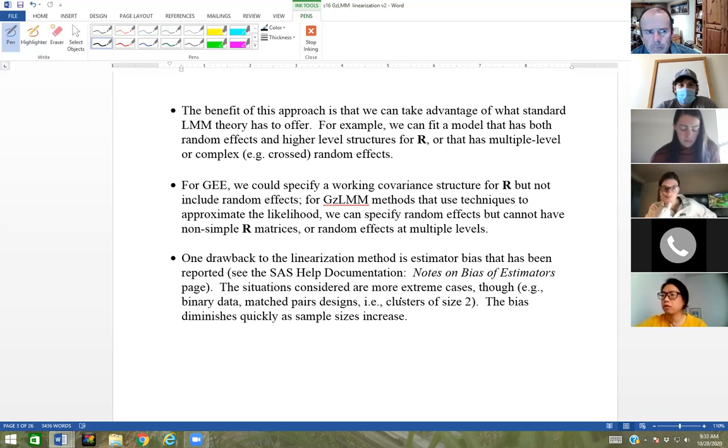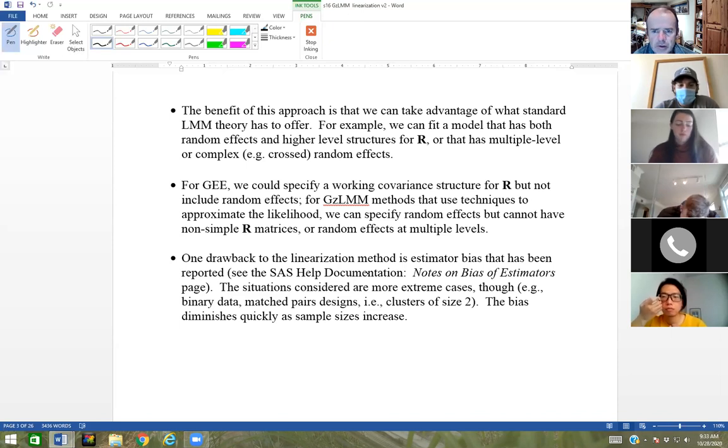Just to double check, did we say the methods we learned about on Monday can't fit the R matrices? Yes. Okay. So that is one of the limitations of the second approach, that we can add random effects, but we can't model the R structure. And so that's what we're seeking right now, a way to do that using a different method.